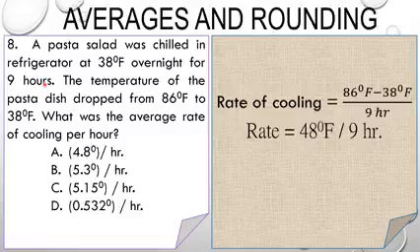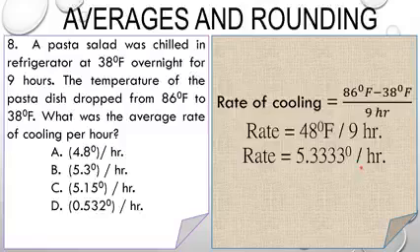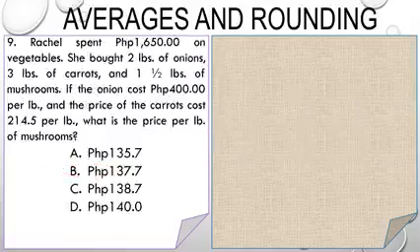Okay, simplify. 48 divided by 9 is 5.3333 degrees Fahrenheit per hour. When rounded to the nearest tenths, we get 5.3 degrees per hour, and that is the answer. Last 2 questions. Number 9.